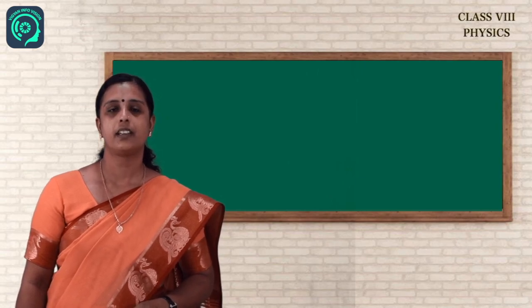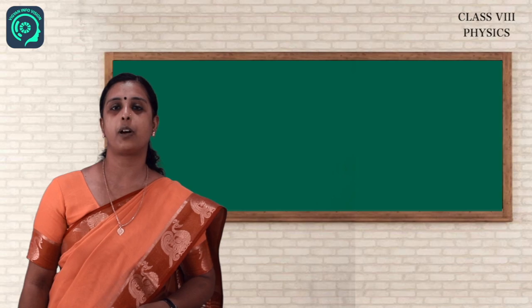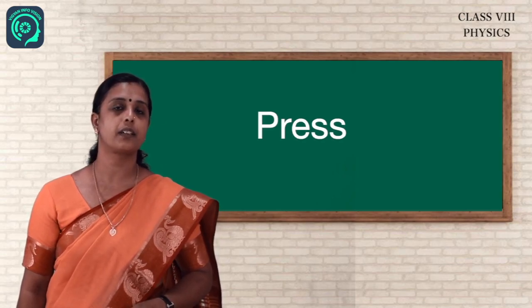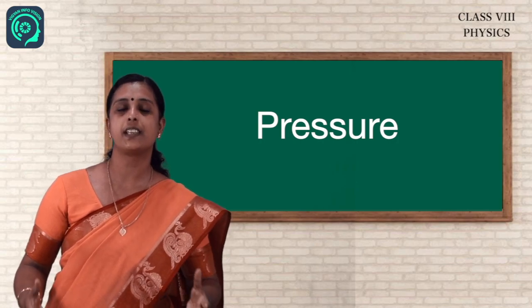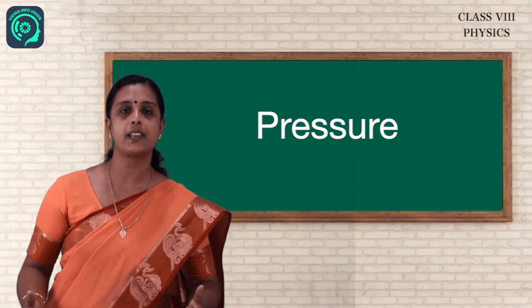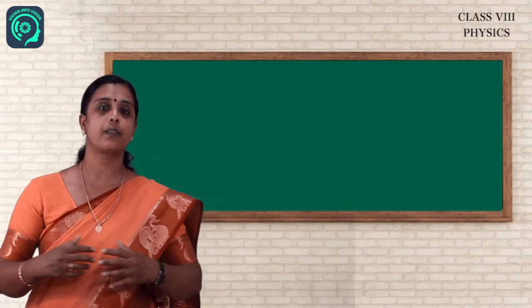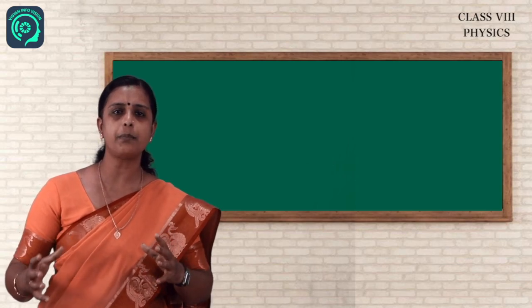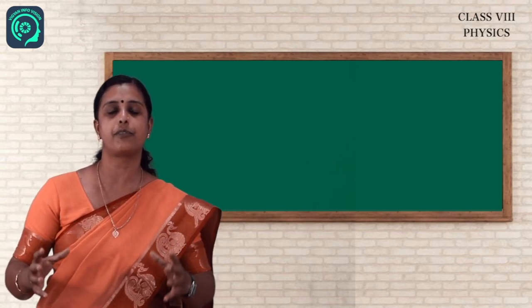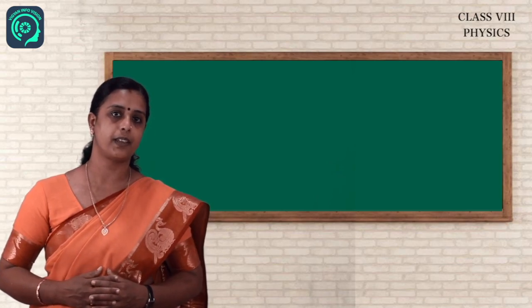Okay children, in the previous classes we studied about force. Now let us study a different concept, that is pressure. You might have observed strong winds, cyclones, thunderstorms. Why does this occur? This occurs because of air pressure variations. So there is some relation between pressure and force. Now let us study what is the relation between pressure and force.